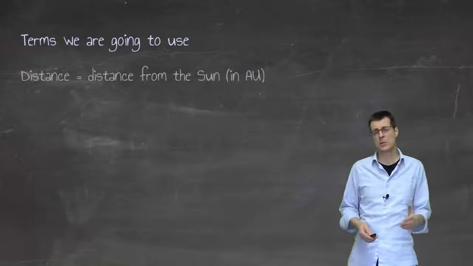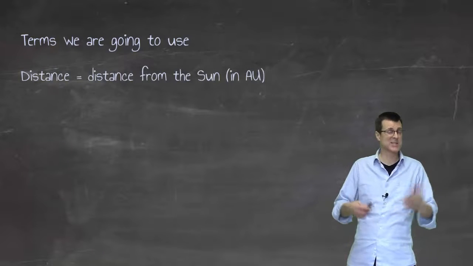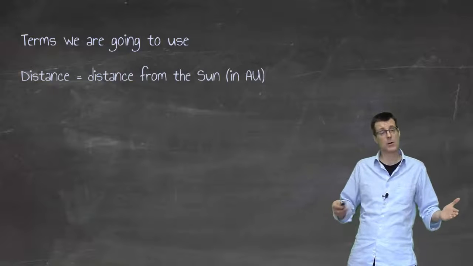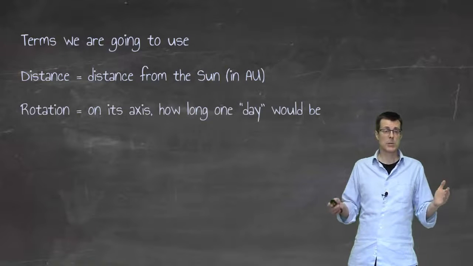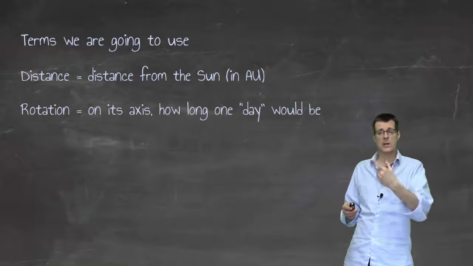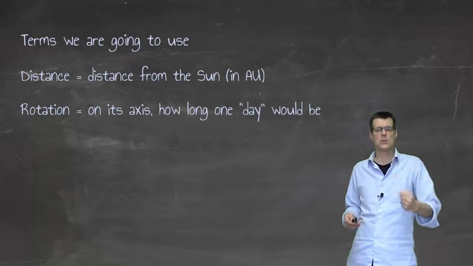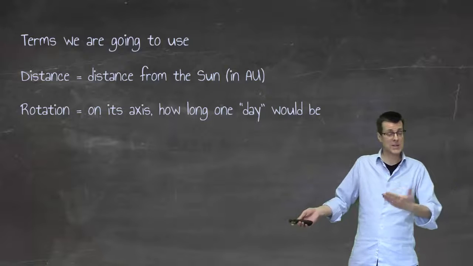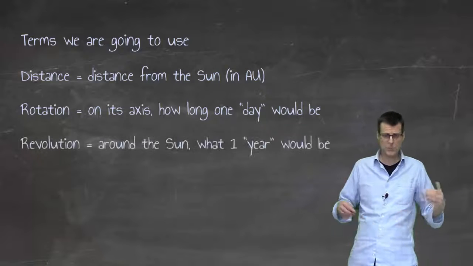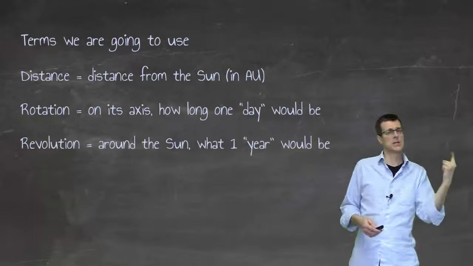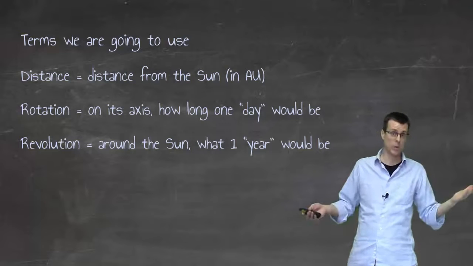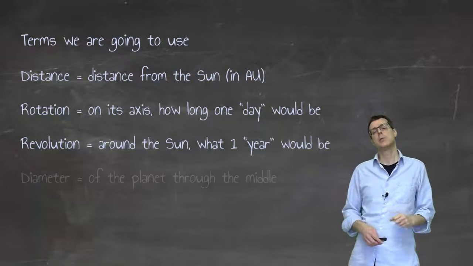Well, once we get talking about the planets themselves, we're going to talk about the distance, how far away they are from the sun. We're going to talk about the rotation. So as it spins around on its axis, we call that 1 day. What would a day look like on Mercury? How long is it compared to us? Revolution is how long it takes to go around the sun, or what is 1 year for that planet.